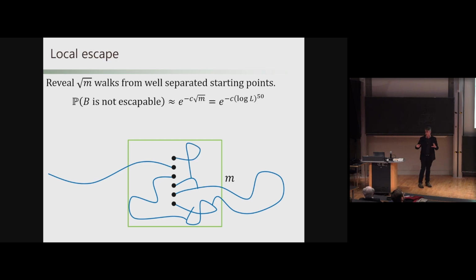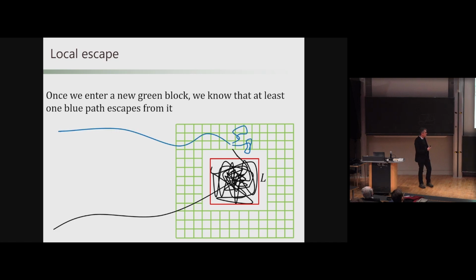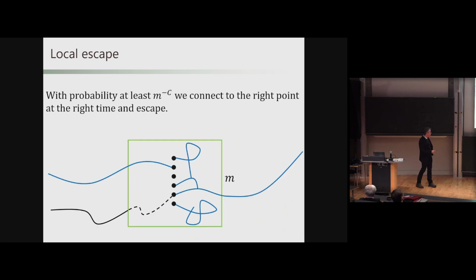And because there's enough space in dimension 5, I can reveal these walks and still have a good chance that they don't run into each other. And so it becomes like independent trials. And so it's very, very unlikely that none of these trials succeed. And so when we encounter one of these new green boxes for the first time, with extremely high probability, there'll be some escape route there. But if you're just randomly wandering the room, you might not go out the right door. So we also need to be able to connect up the entrance point with this good exit point.